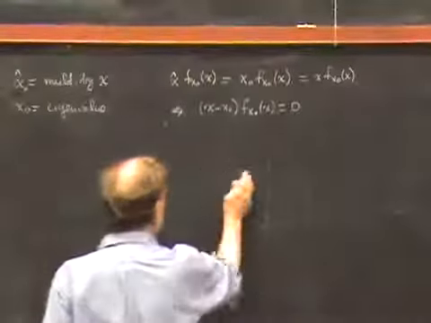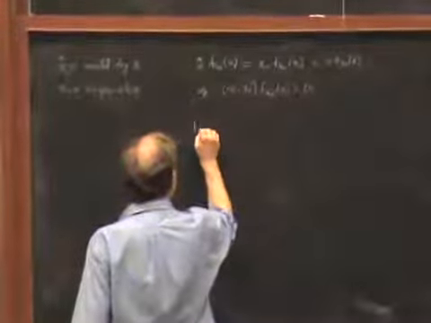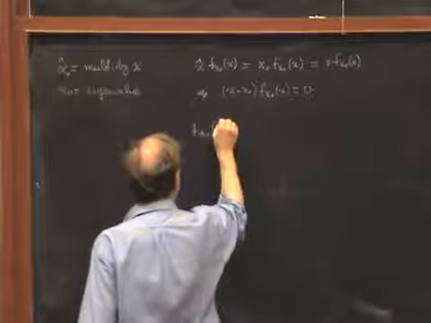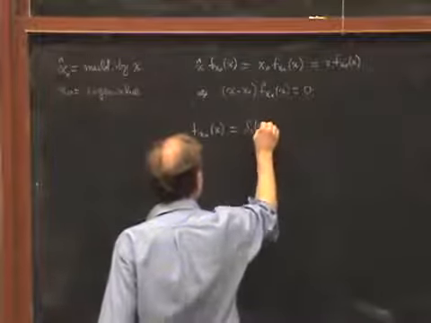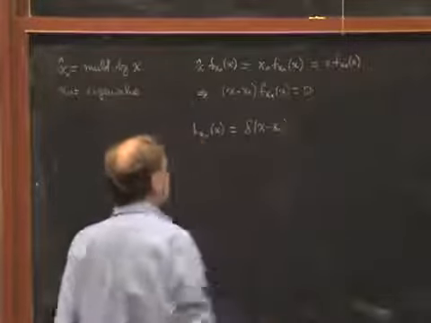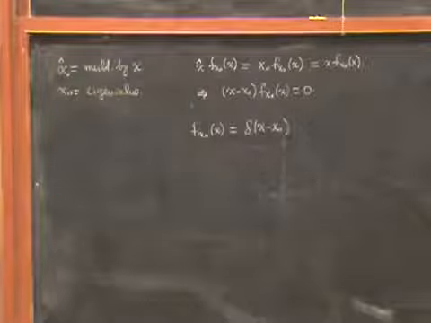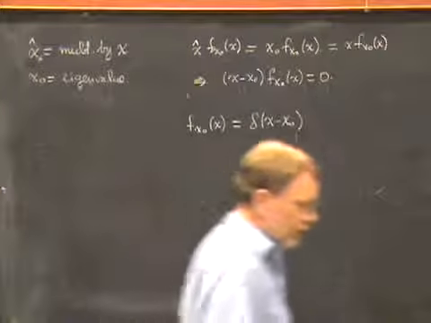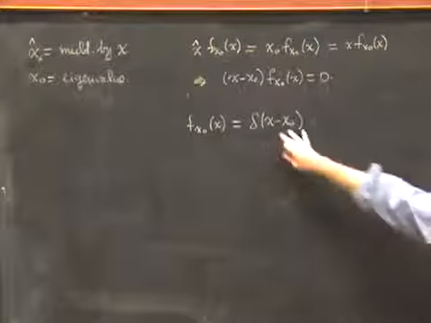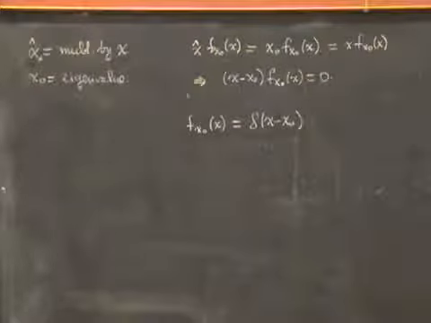Well, we interpret this by saying that f_x0 of x is the delta function of x minus x0. The delta function is not a real function, but it can be interpreted as a limit of real functions, and in some representations of it, you see it looking like something that becomes concentrated at a point.